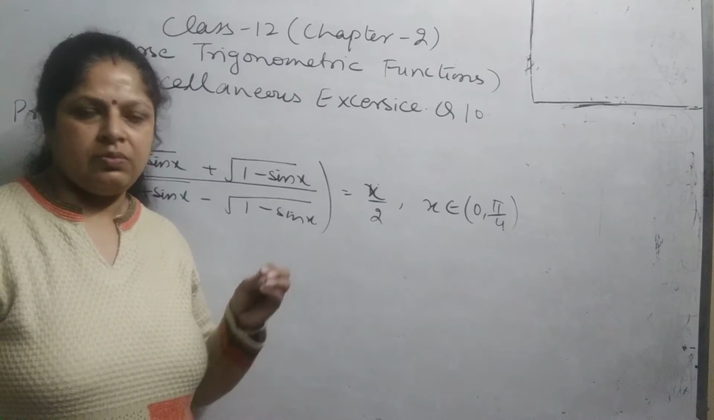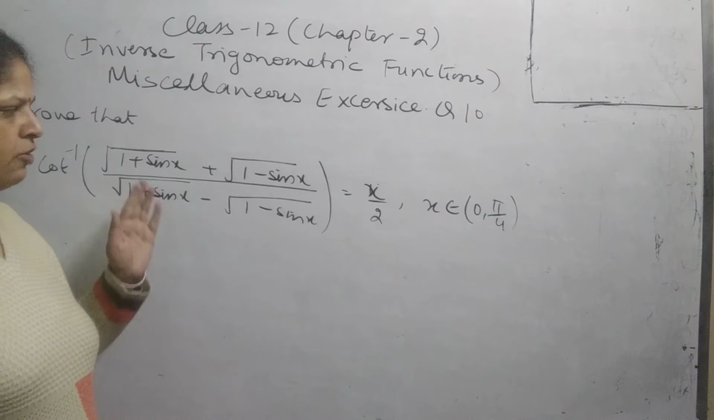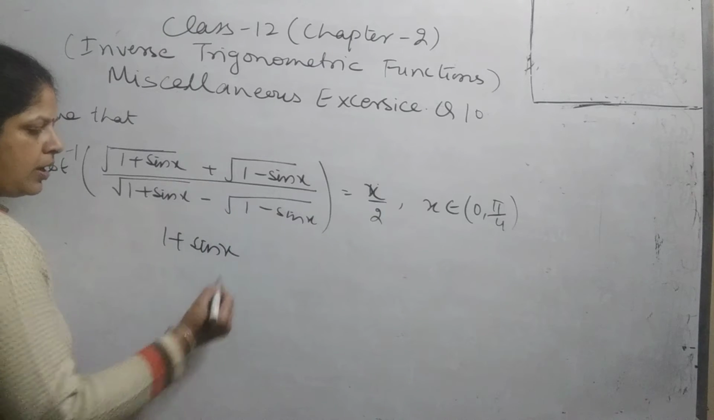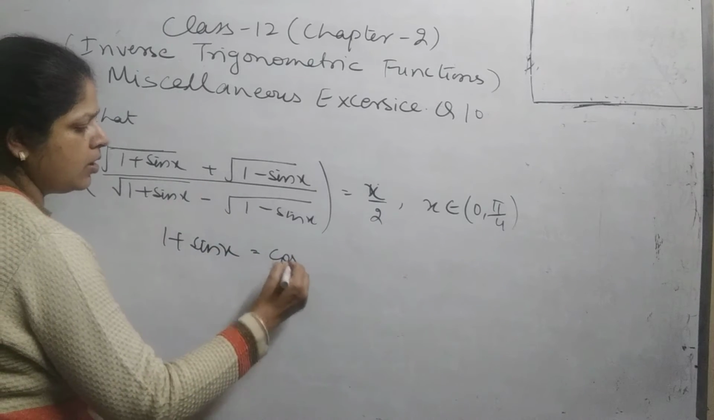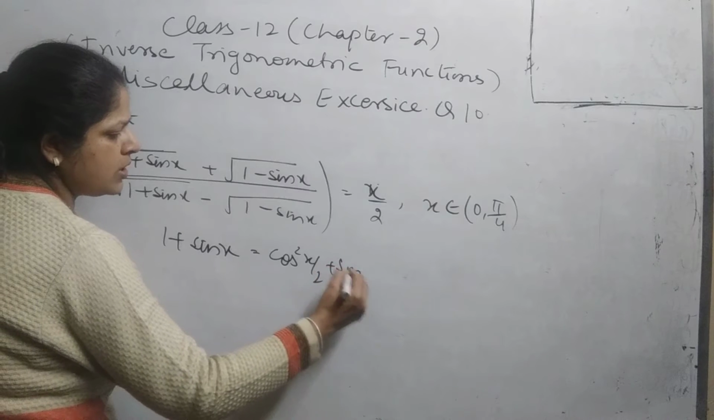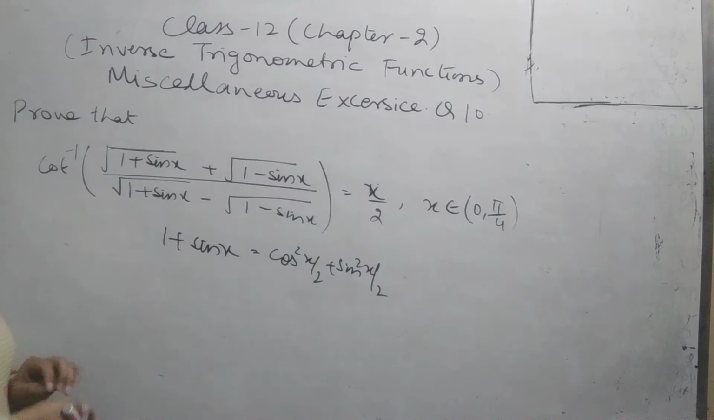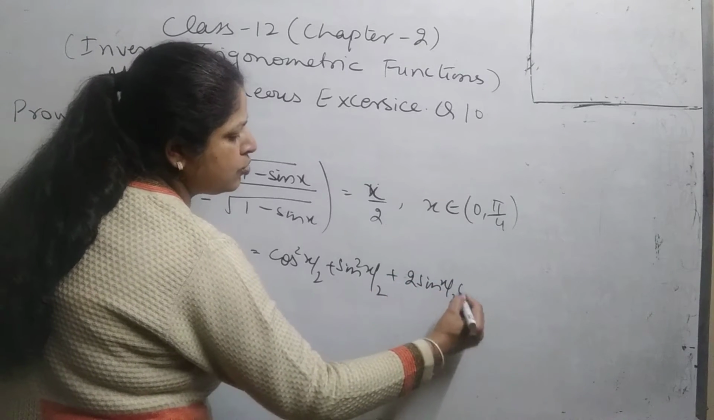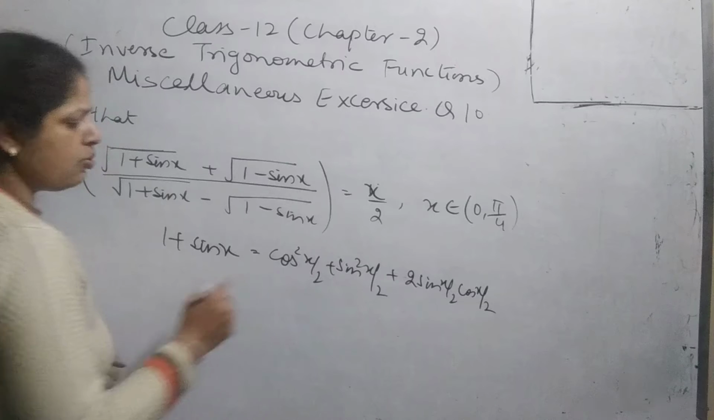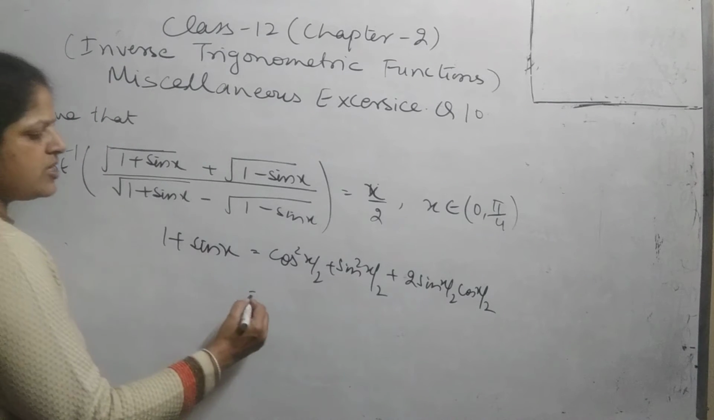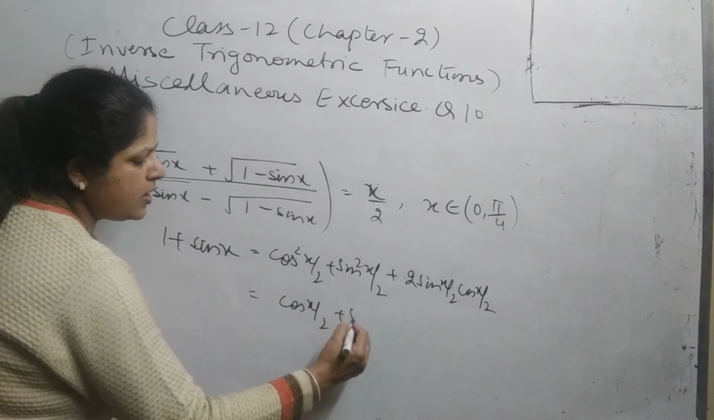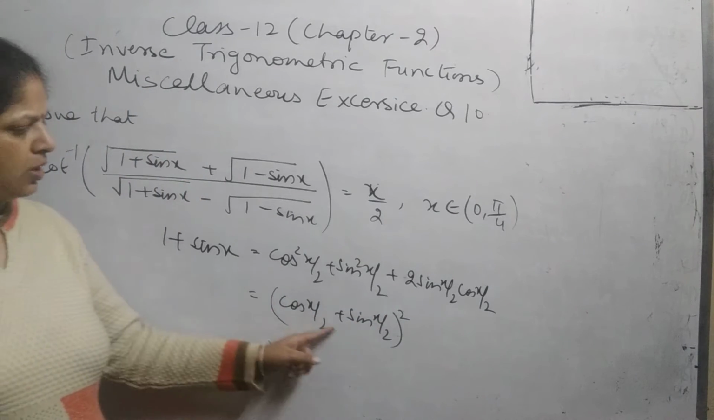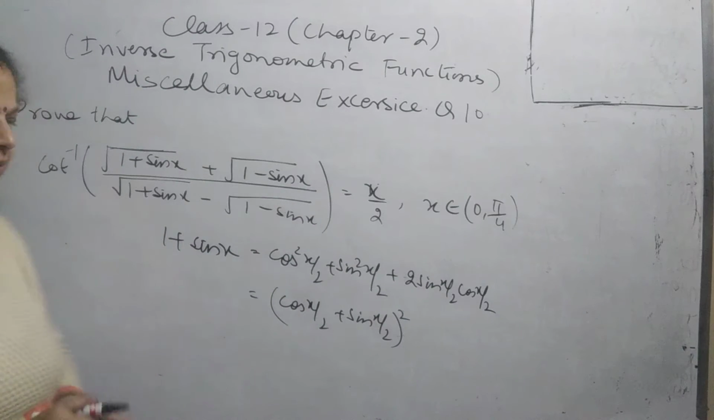There are one or two more very important points in this question. First of all, 1 plus sin x. I can write this 1 as cos square x by 2 plus sin square x by 2. Right? And the sin x can also be written as 2 sin x by 2 cos x by 2. Now if I look at this formula, can I write 1 plus sin x as cos x by 2 plus sin x by 2 whole square? A square plus b square plus 2ab.